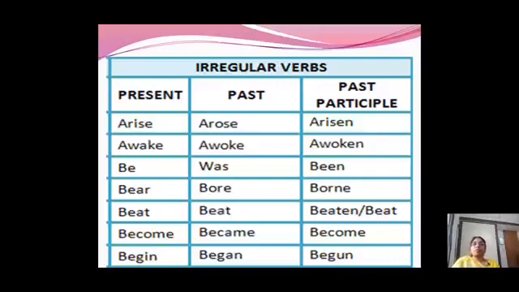Awake, awoke, awoken. Be is a present tense form. Was, been. Okay, be is considered as is. Was, been. Bear, bore, born. Beat, beat, beat, bet. Actually, pronunciation has to be bet. Beaten. Sometimes bet also will be used as past participle. Become, became, become. Begin, began, begun. So all these come under irregular forms of verbs, right?